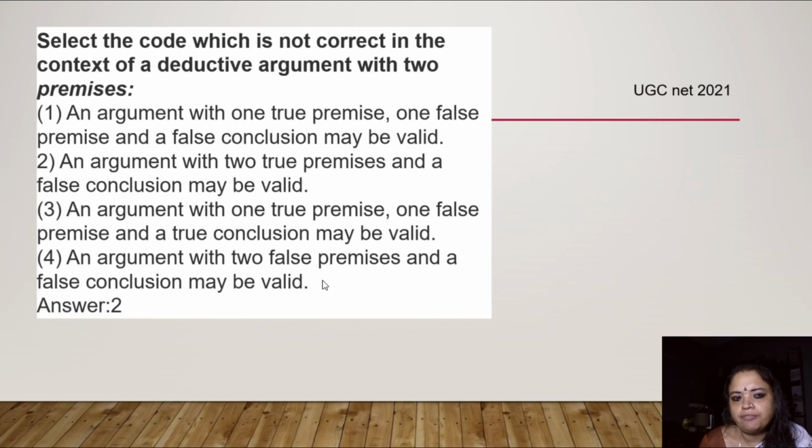So if two premises are true, then the conclusion has to be true. So here we can see the second one: two true premises and a false conclusion cannot be stated as valid. So that is the answer.